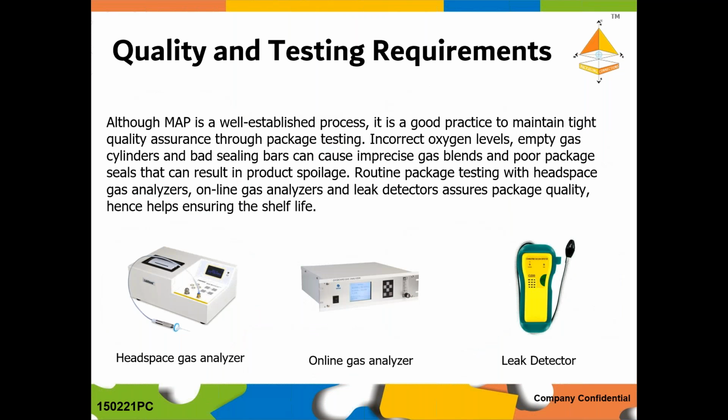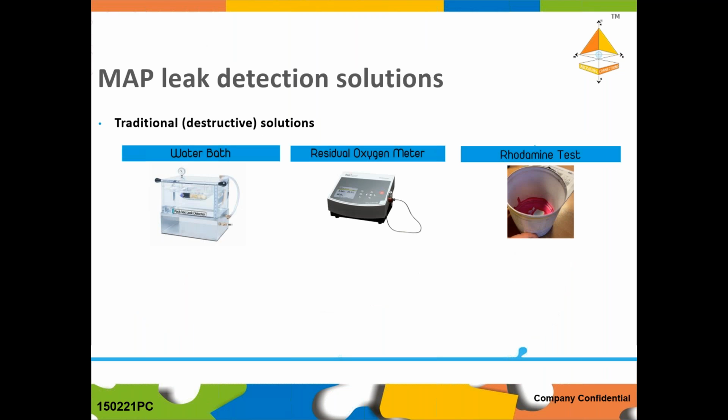Quality testing requirements. Because we are playing with the gases, it is important that we can analyze the gases inside. There are different instruments available, and also to check for leakage. Traditionally, there are destructive methods to test the leakage: a water bath, a residual oxygen meter, and the rhodamine dye test.